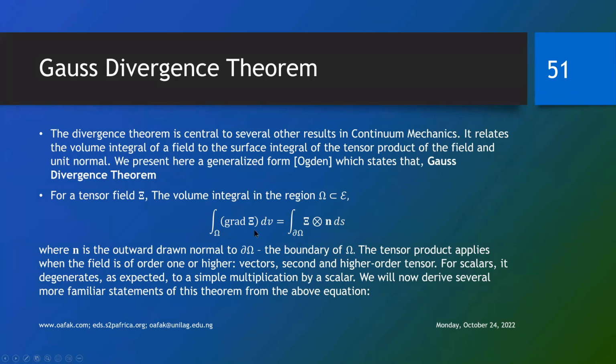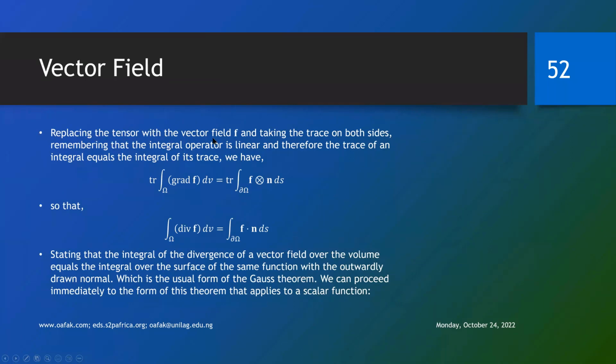So what we are going to do for the rest of the class, before we look at the examples that are prepared for you, is derive several more familiar statements of this theorem from the above equation. Replacing the tensor with a vector field F. Instead of xi, let us say we are dealing with a vector field F, and taking the trace of both sides. So instead of grad xi, we have grad F, and instead of xi circle times n, we have F circle times n.